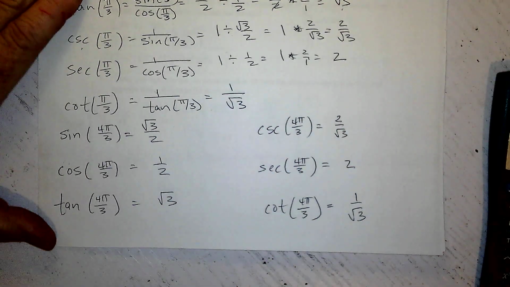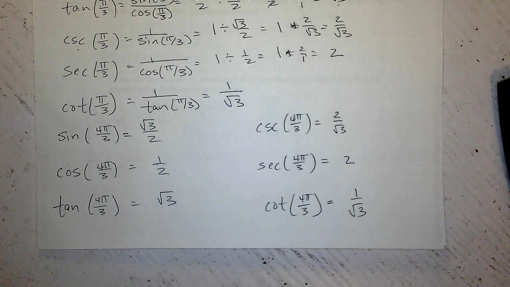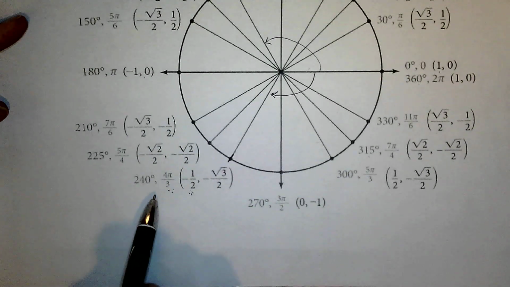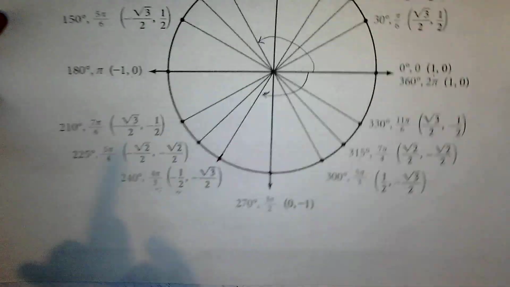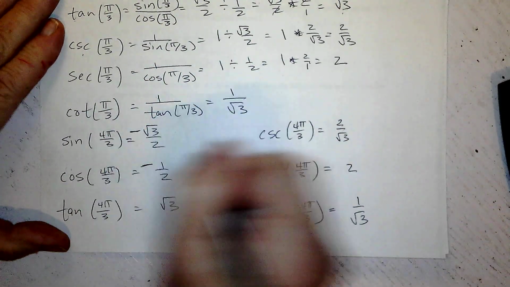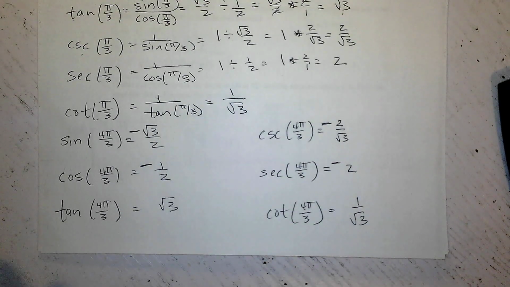I'm not done. I need to check my signs because it's definitely not all positive. 4 pi over 3 is in quadrant 3. Who's positive in quadrant 3? Tangent and cotangent. So everyone else should have a negative. Okay? So those are the answers, and that's how you should be doing this work using the reference angles.